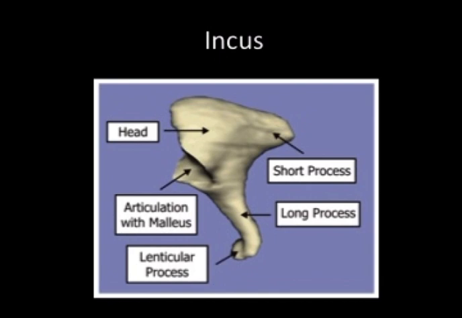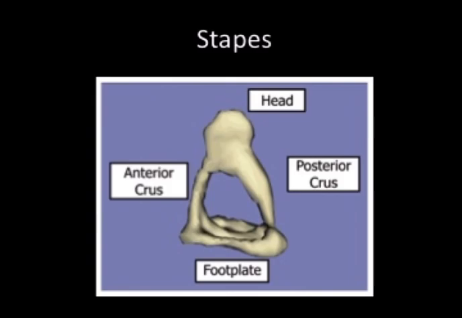Now, the long process and the lenticular process have quite a poor blood supply compared to the rest of the ossicles. So if you're going to have ossicular erosion, it's the long process and the lenticular process which are going to be eroded first in disease. And it's usually cholesteatoma if it is eroded.